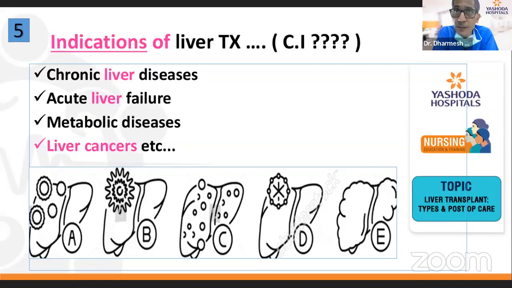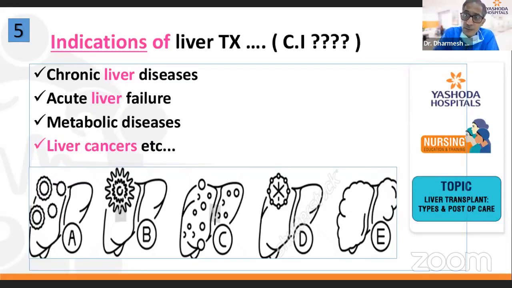Another big basket in the pediatric age group are the kids who have inborn errors of metabolism related to bile salt or bilirubin export or synthesis. These are the patients who have Crigler-Najjar syndrome, or if it is on the export side, then we have what we call progressive familial intrahepatic cholestasis. So these are the common indications for liver transplant in the pediatric age group.